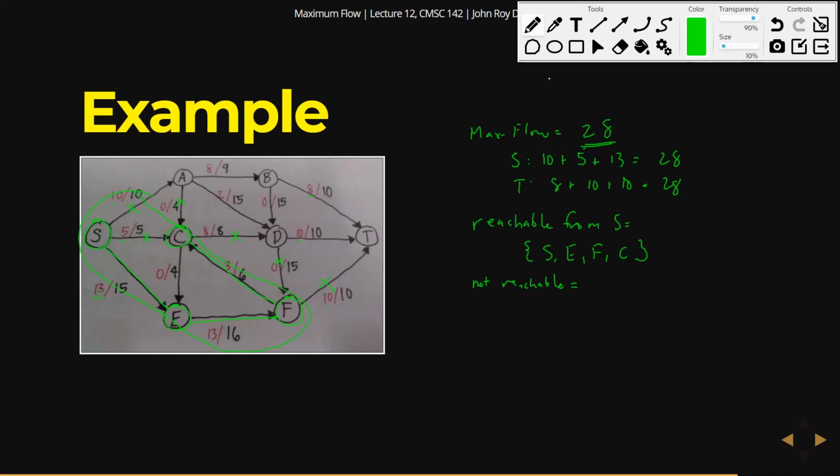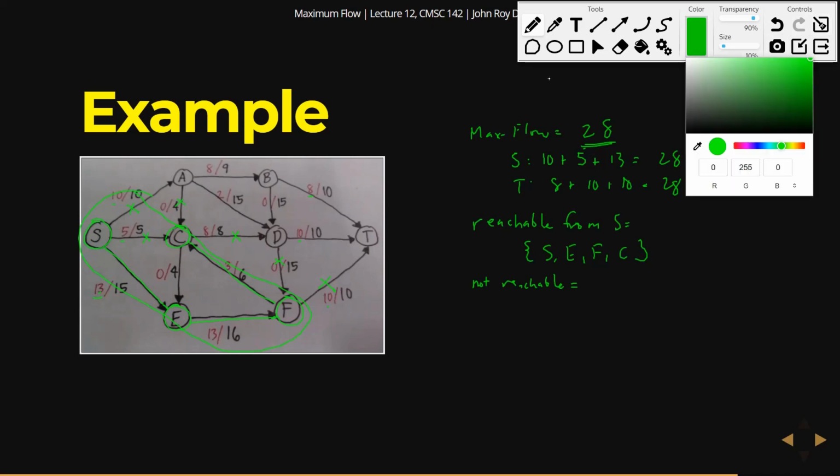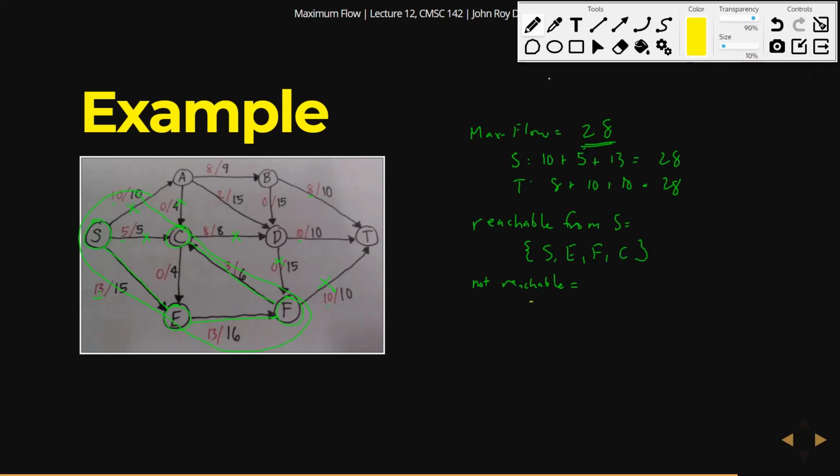Okay? And then the non-reachable nodes are A, B, D, and T. So that is this group. Okay? So now this is already our cut. So the min cut is the two partitions S, E, F, C and A, B, D, T. Okay? So that is the minimum cut.